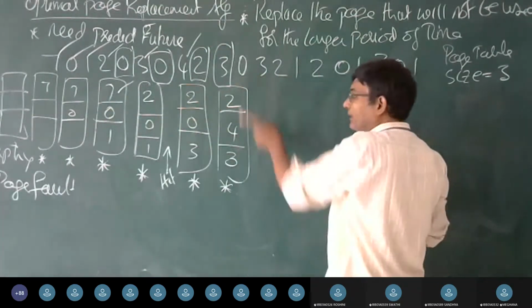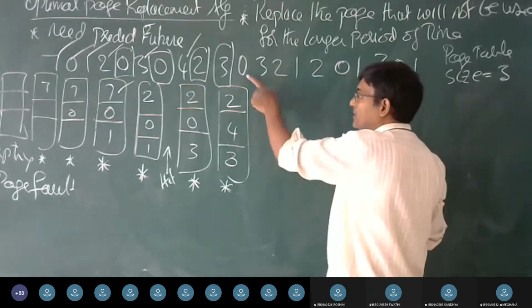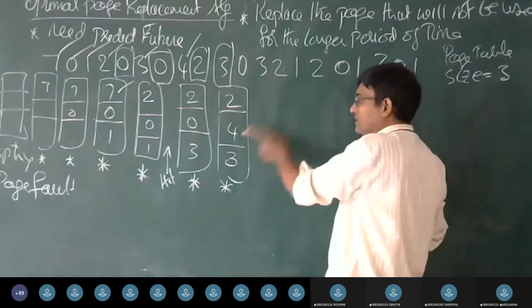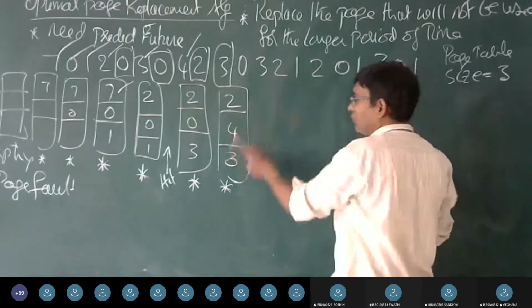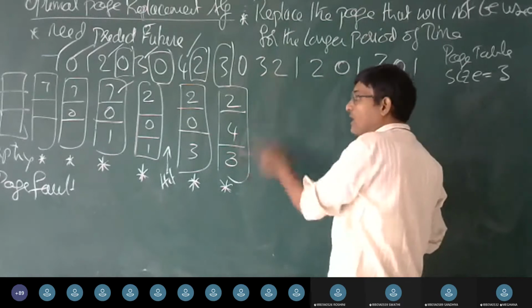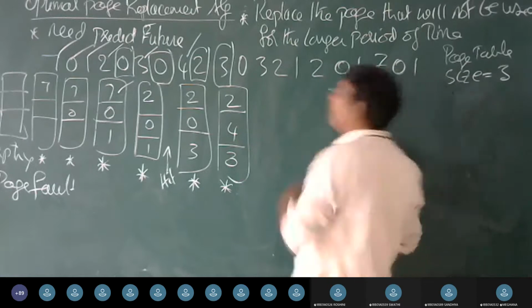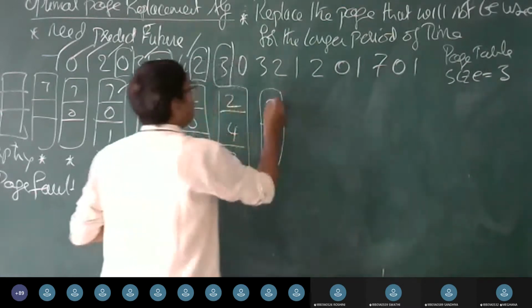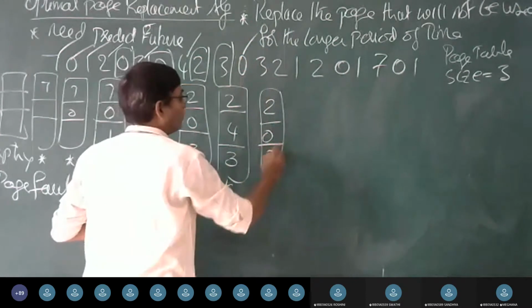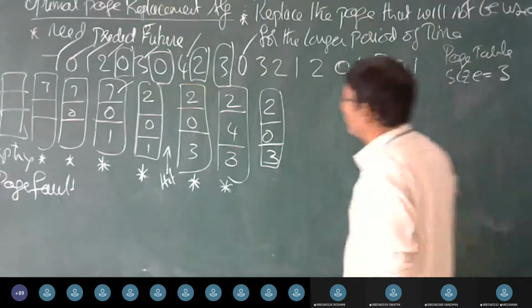Now I need 0 to be in the page table. Which should I replace? First I should check whether 2 is going to be needed further. Yes, it is needed. 4, no question of 4. 3 is needed after 2 requirements. So optimally, we can replace 4 because 4 is no longer needed. So now I am going to replace 4 with 0. Obviously, it is going to be 2, 0 and 3.